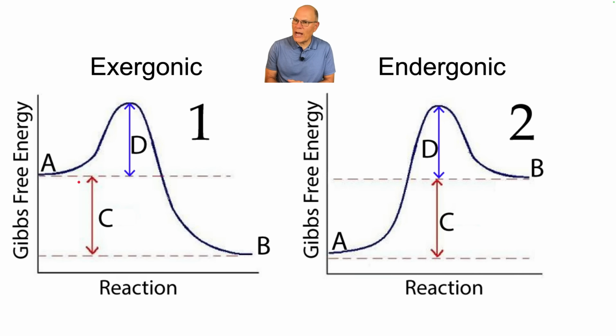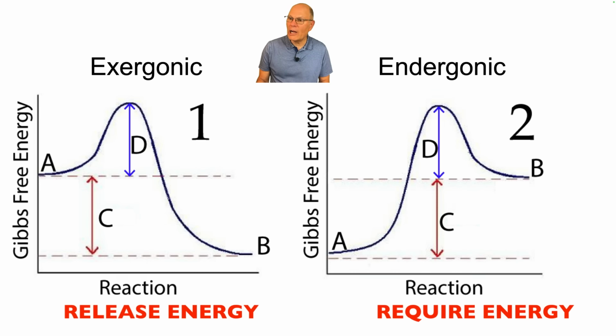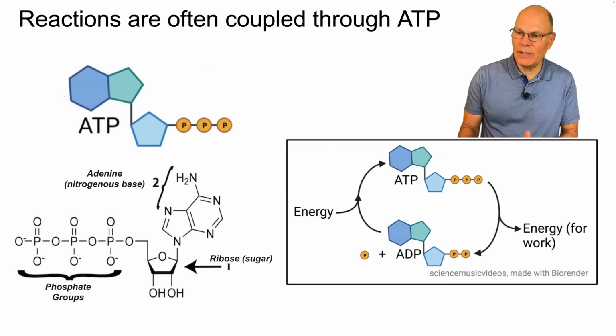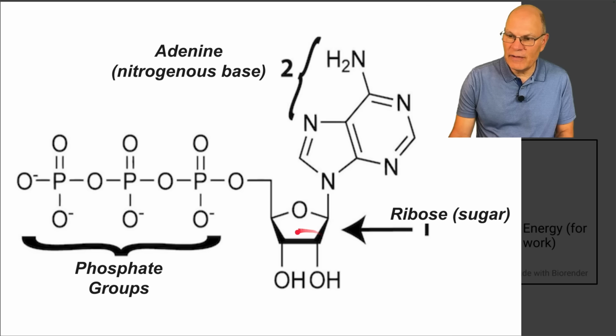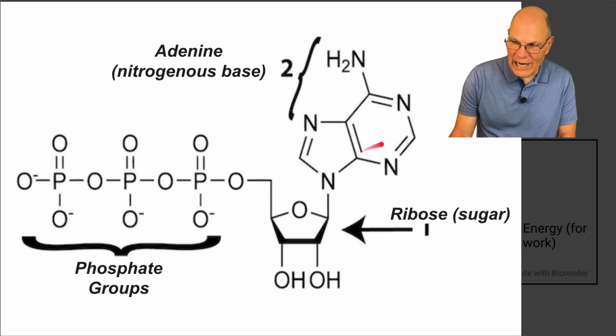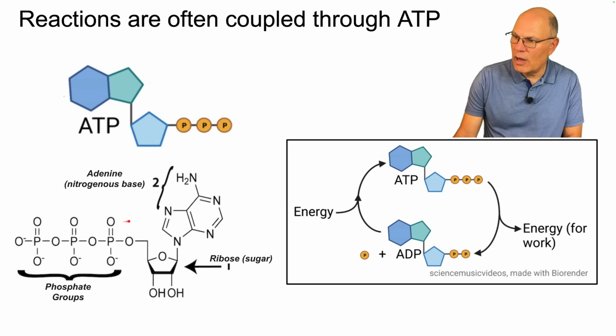Reactions can be exergonic or endergonic. Exergonic reactions release energy and therefore can drive cellular work. Endergonic reactions require energy. Reactions are often coupled through ATP. ATP consists of a 5-carbon sugar called ribose. It consists of a nitrogenous base and 3 phosphate groups. ATP, without these 2 phosphates over here, is adenine, one of the monomers of RNA.